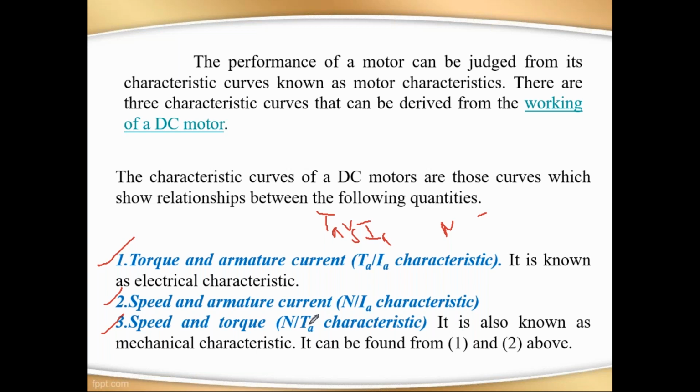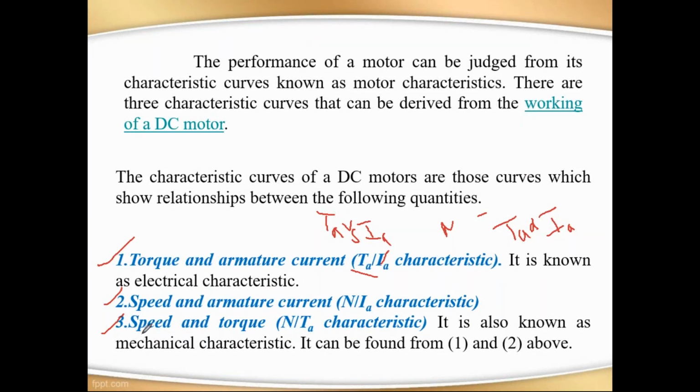To remember one thing, in this we have the electrical parameter, that is Ia. So that's why this is called electrical characteristics, and based on this we get the torque. So Ta is directly proportional to Ia, right? That means the armature torque is influenced by the electrical parameter. That's why it is called electrical characteristics.